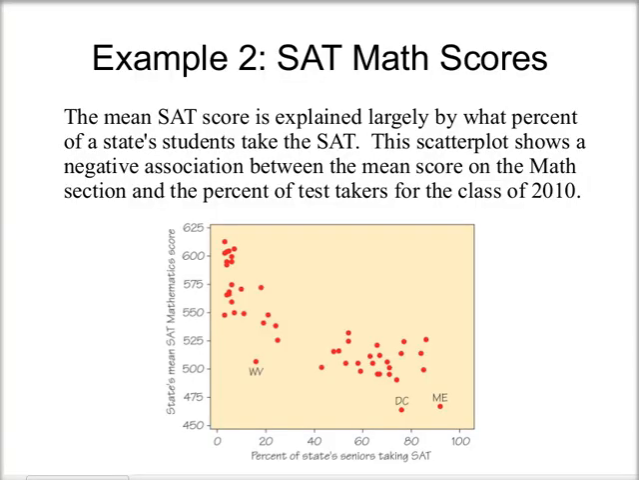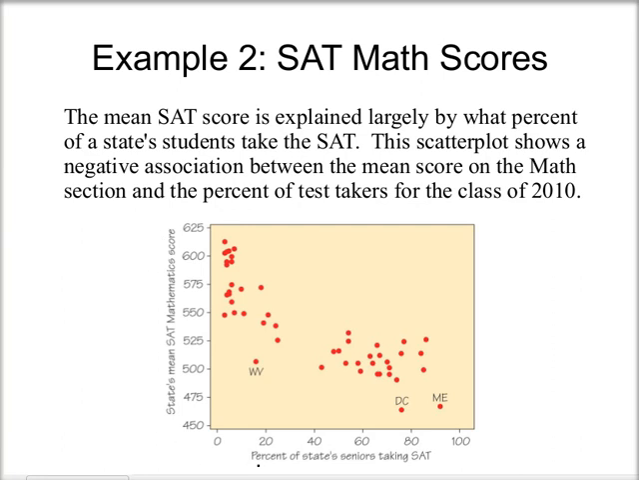Let's look at another example. This is a scatter plot of the SAT math scores by state. And the mean SAT score is explained largely by what percent of a state's students take the SAT. So for each state, they looked at the percent of the state's seniors who took the SAT and also at the mean SAT math score for that state.